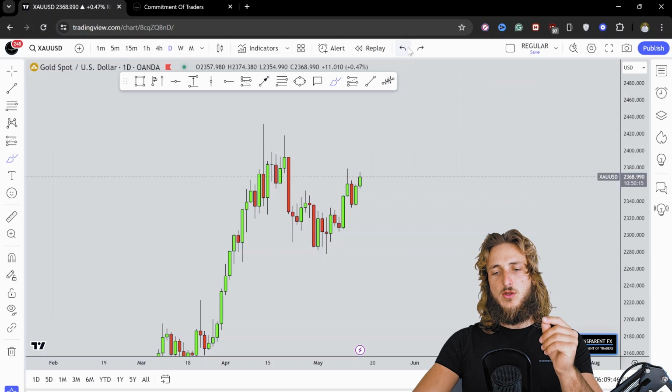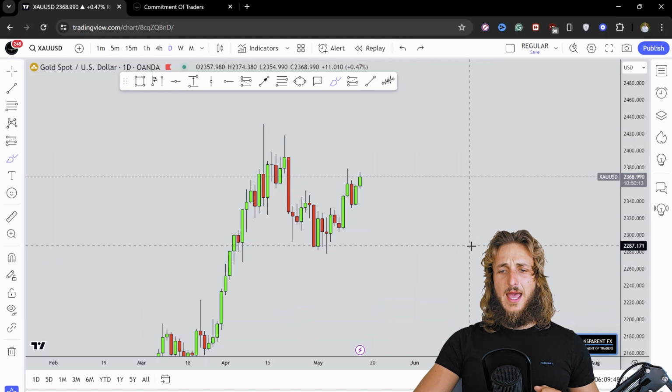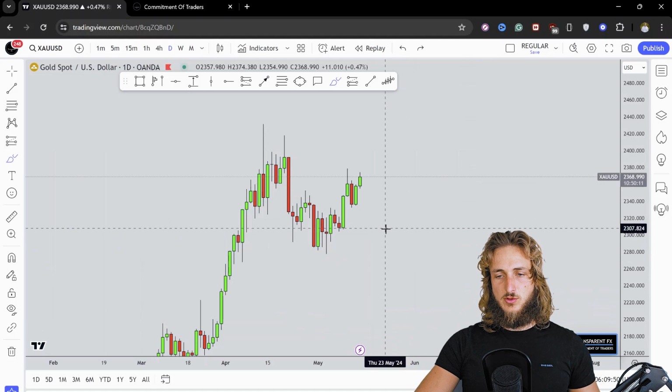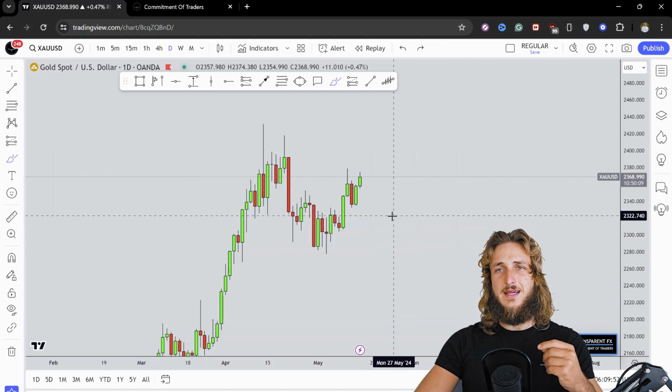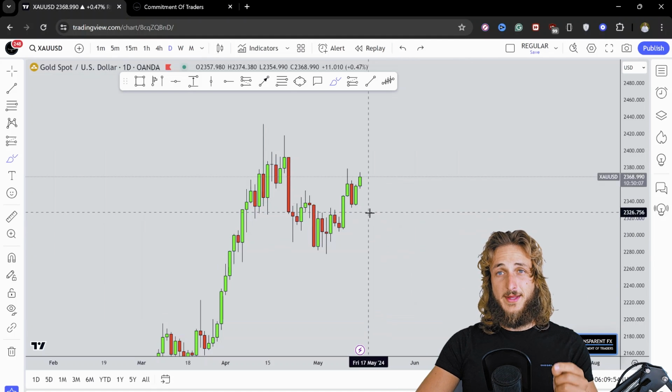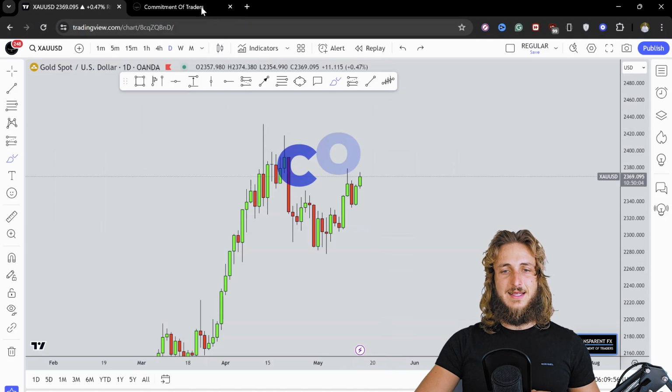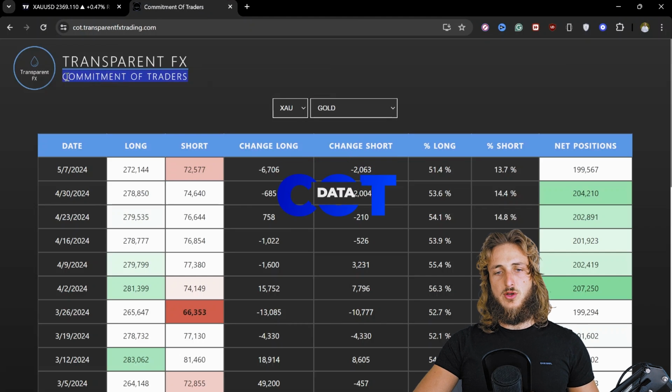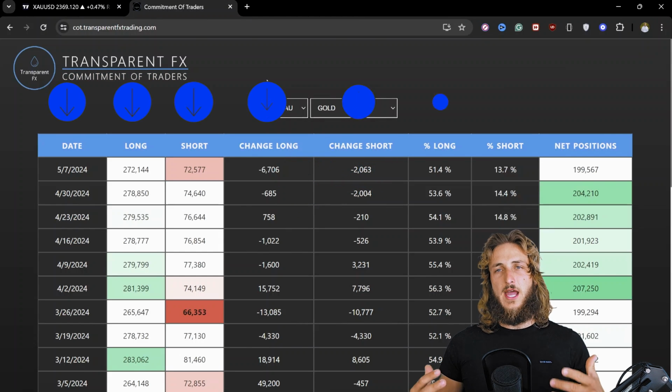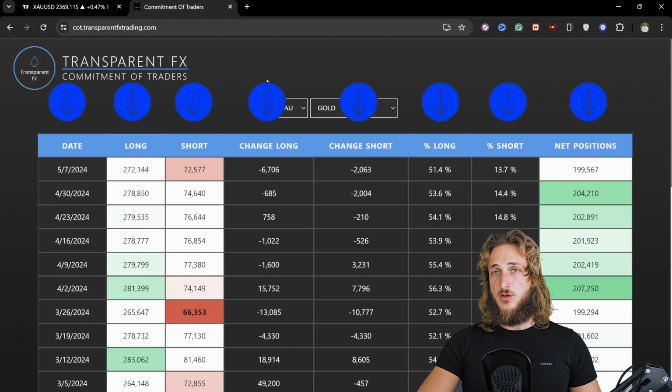However, at the moment, what do we have? And what could we expect in a situation like this? Well, before we dig deeper into what we have here from a technical perspective, first, let's go and see what we have when it comes to the commitment of traders. So what hedge funds and the big players in the market are doing.